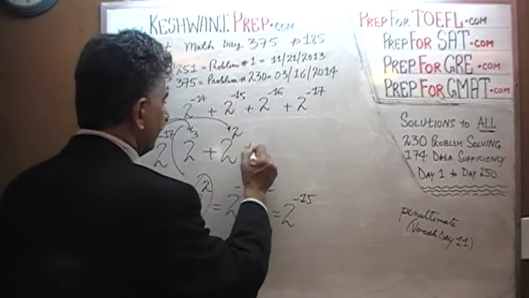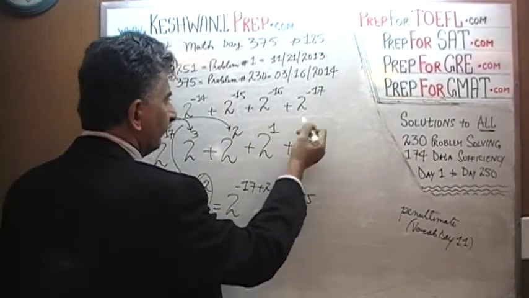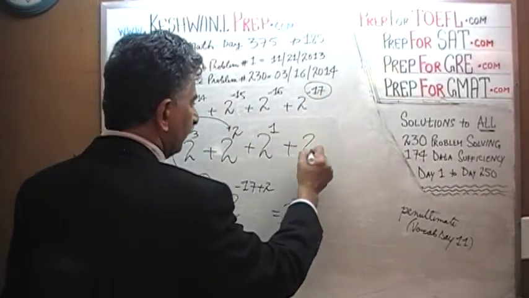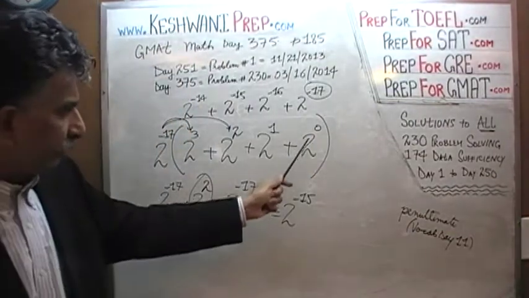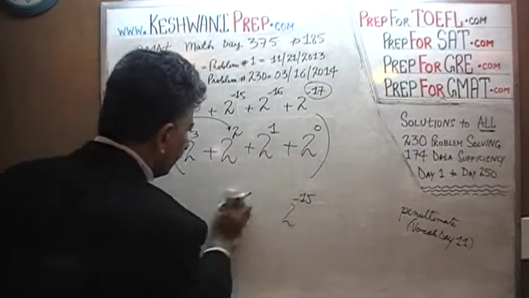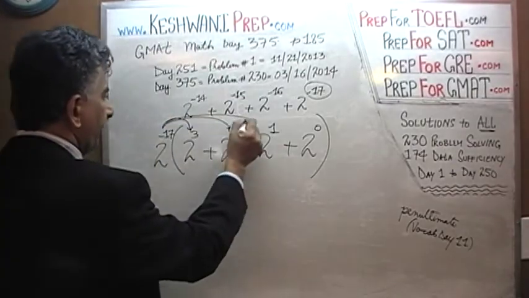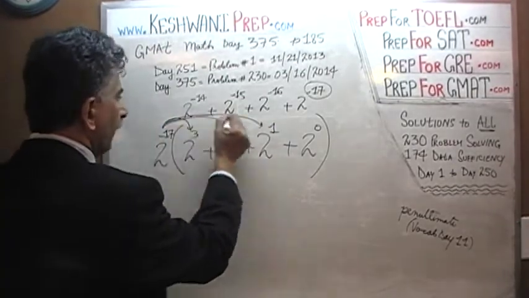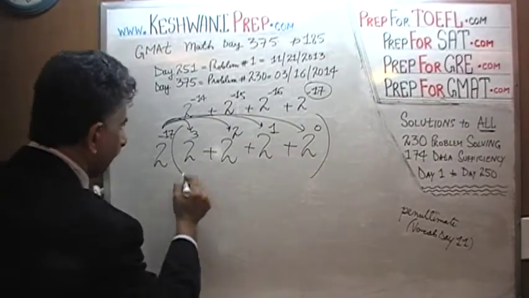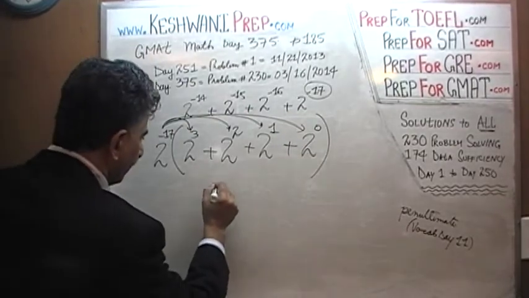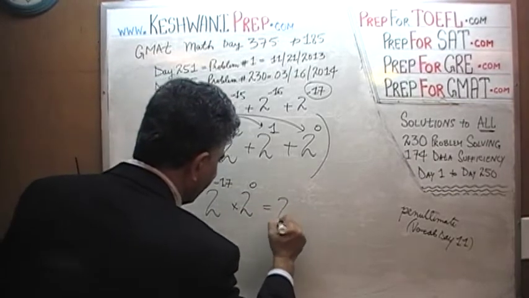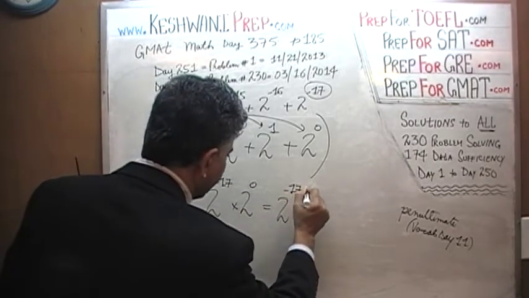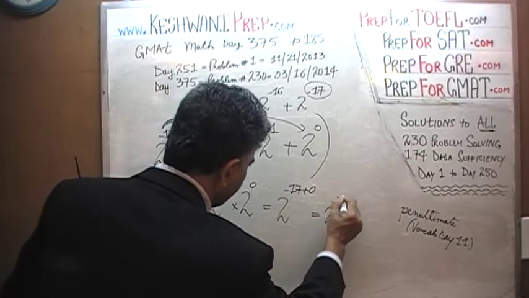Similarly, this is going to be just 2 raised to 1, and this is already 2 raised to negative 17, so this is just 2 raised to 0. Mustn't forget that part, 2 raised to 0. Again, if you like, we can show the last one here. This is the third one, and that's the fourth one. The last one is going to be 2 raised to negative 17 times 2 raised to 0, which is the same as 2 raised to negative 17 plus 0, which of course is 2 raised to negative 17.